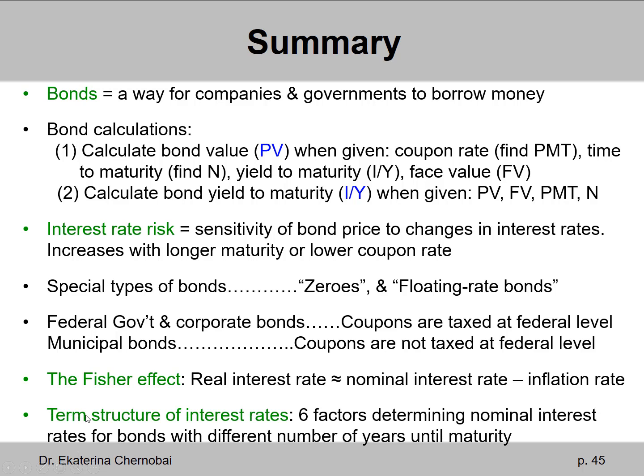And then we looked at the so-called term structure of interest rates. So that's 6 factors that determine the nominal interest rates for bonds with different time left until maturity.